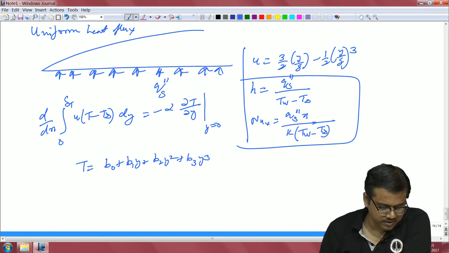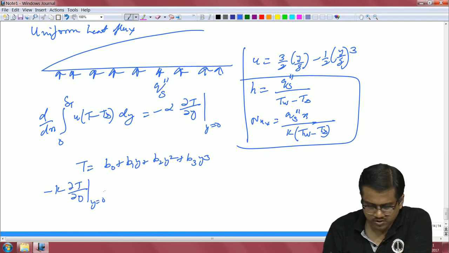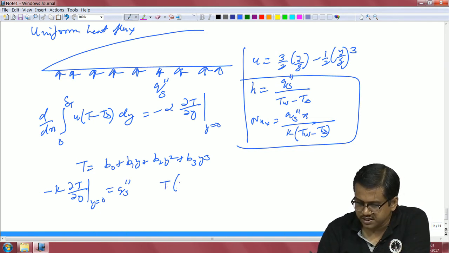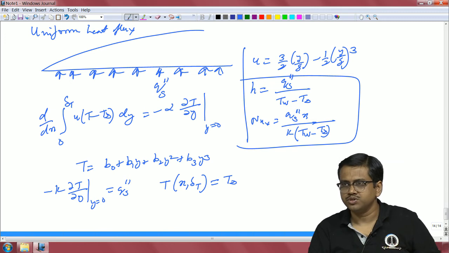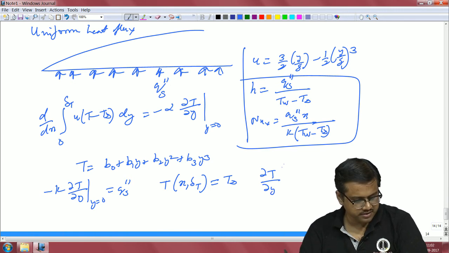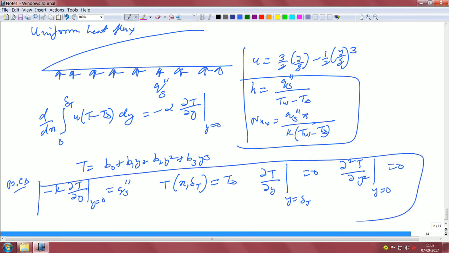y cubed, etc. Okay. So, the boundary conditions now are: k dT by dy at y equal to 0 is equal to qs double prime, the first boundary condition. The second boundary condition is that at any x and y equal to delta t, T is equal to T infinity, which is also not difficult. Once again dT by dy at y equal to delta t is equal to 0, and d square T by dy square at y equal to 0 is equal to 0, right. So, these are the 4 boundary conditions that we have.